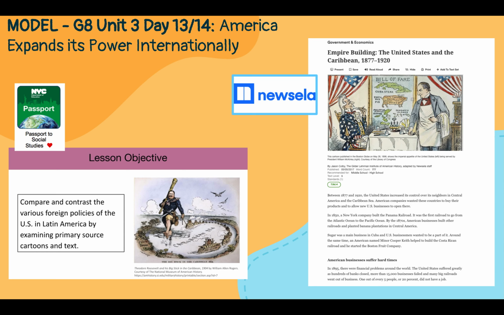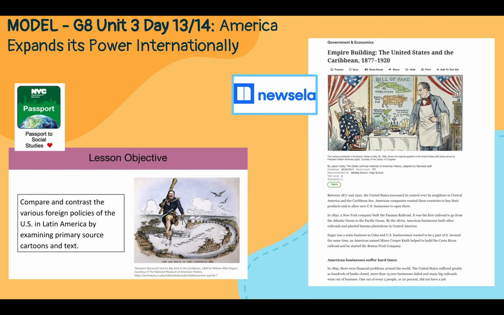Here we're going to model with day 13-14 of the 8th grade curriculum, Unit 3, titled America Expands Its Power Internationally. The lesson objective for these lessons is to compare and contrast the various foreign policies of the U.S. in Latin America by examining primary source cartoons and text.